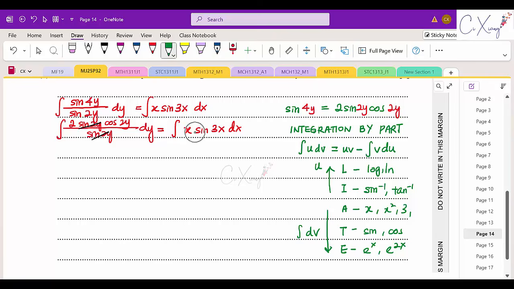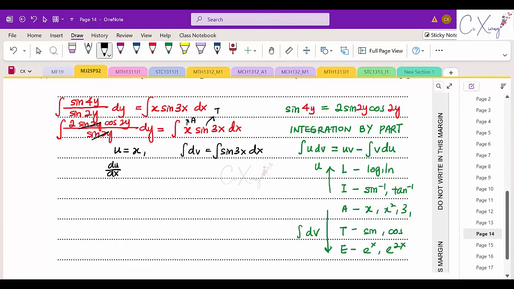I want to focus on the right hand side here. Okay, x is basically algebra. Sine 3x is basically trigo. And x is at the higher group. Sine 3x is at the lower group, right? What we are going to do now is let u equals x. Then the integration of dv equals the integration of sine 3x dx. So we have decided which one is u and which one is the integration of dv already. Then you can start the process.